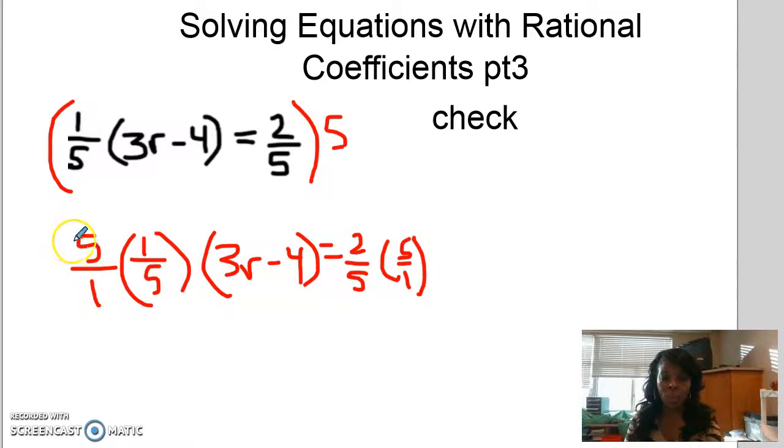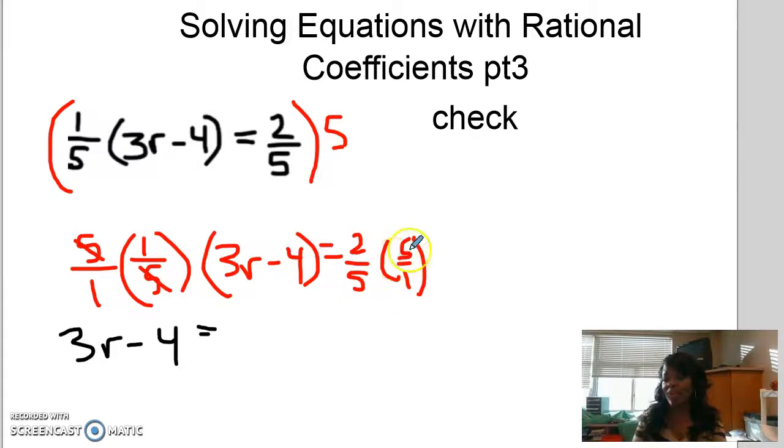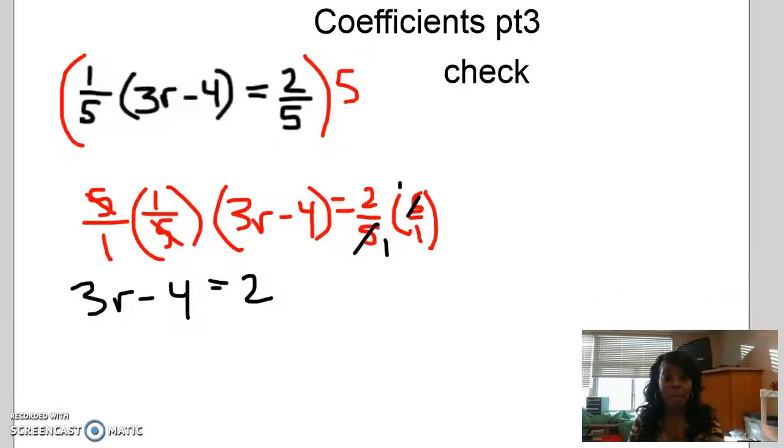All right. And our 5's here diagonally can be reduced by the greatest common factor of 5. And we're left with 3r minus 4. Isn't that great? Got rid of the 1/5. And then we have is equal to 2/5 times 5. So before we evaluate it, up here we reduce the 5's, and 2 times 1 is 2, and 1 times 1 is 1, and now we have a regular two-step equation.